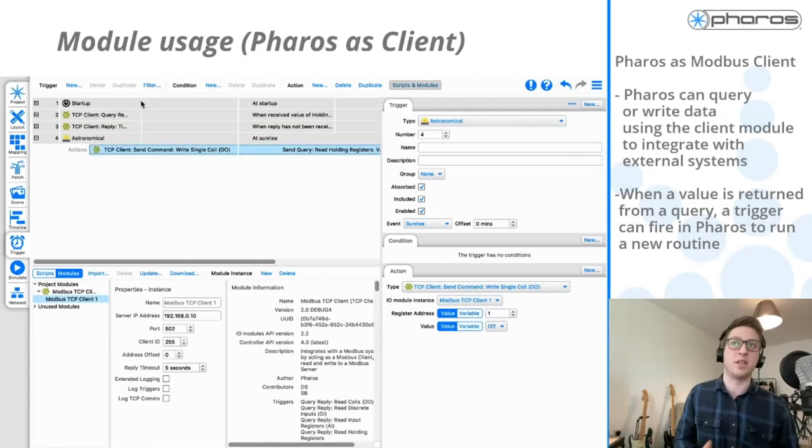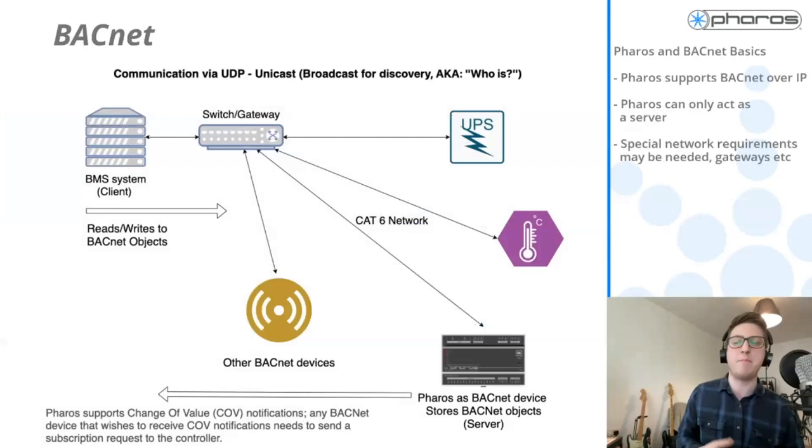Okay, so that's pretty much it for Modbus. I'm going to move now on to Bacnet. Again, I just want to start off with a really basic diagram just to give you an understanding of how you would go about implementing Pharos in this type of setup.